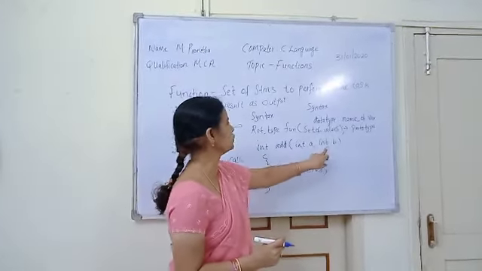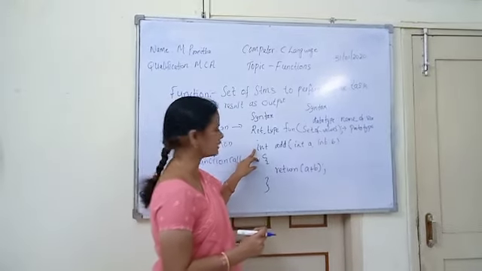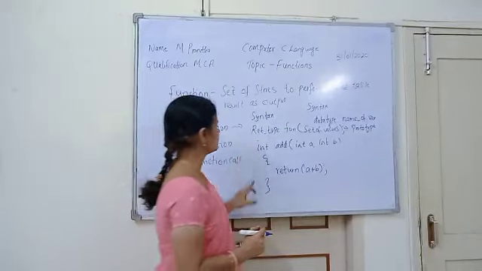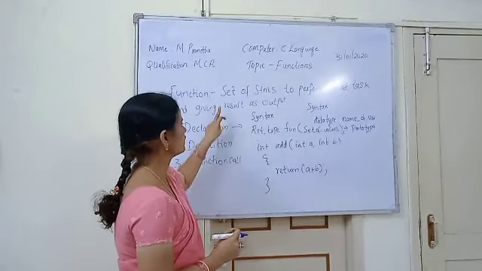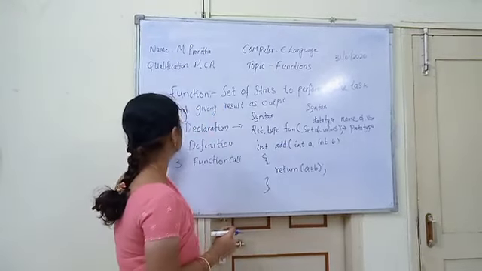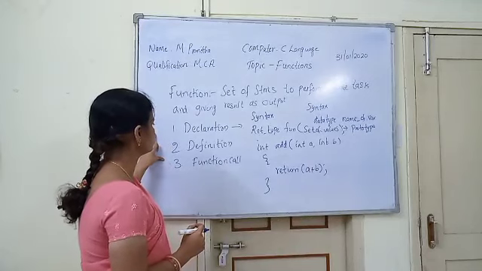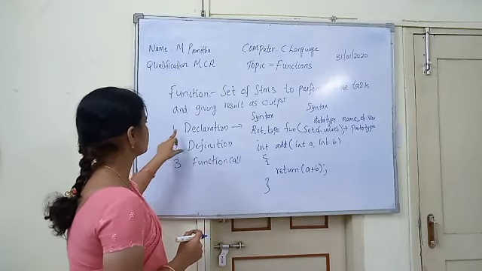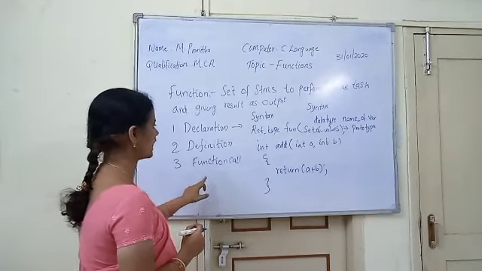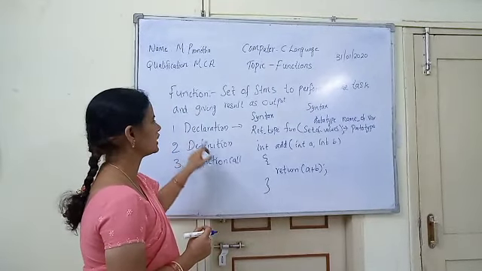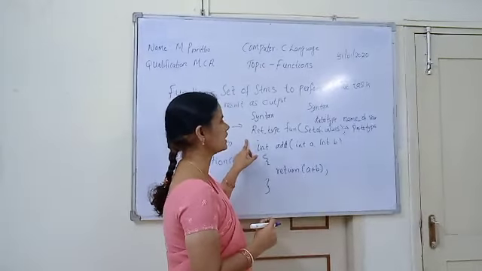Here I am taking two integer variables. So whatever return value I get will be of int type. So this is nothing but the definition. Whenever you are defining a function, it has three parts. You can create the function by using these three: declaration, definition and function call. Declaration is nothing but the prototype. You can also call it the prototype.